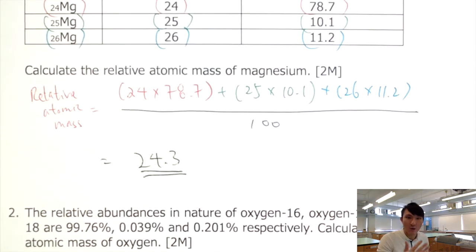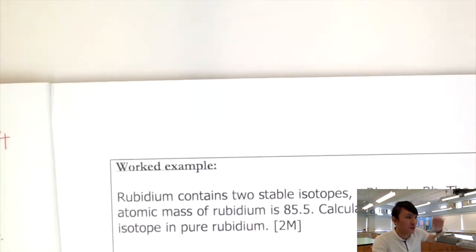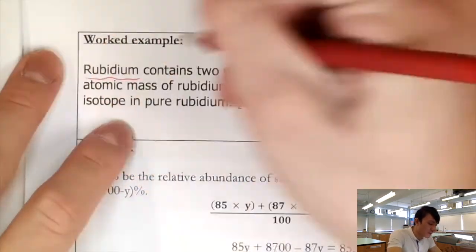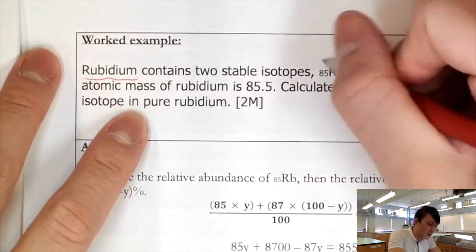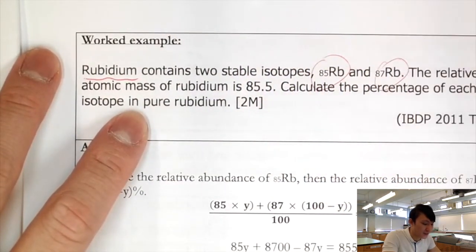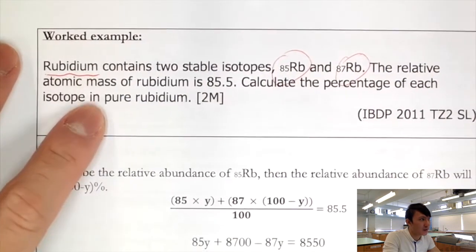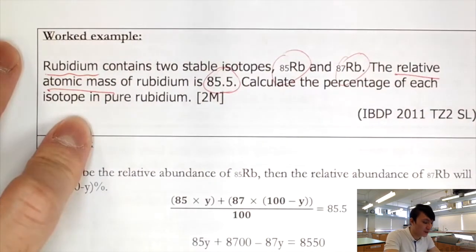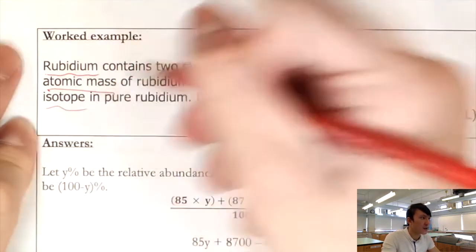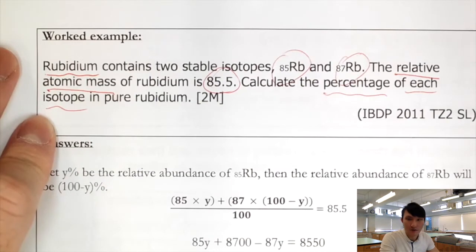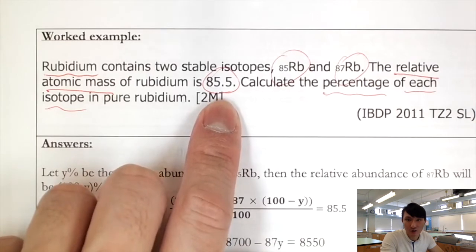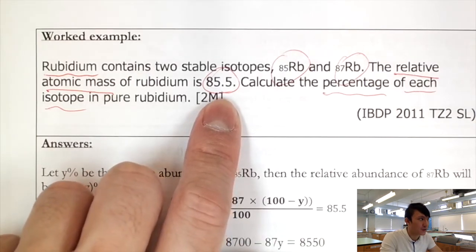Now let's look at another type of question, which is the worked example from the previous page. So here, this time, they tell you that rubidium contains 2 stable isotopes, rubidium 85 and rubidium 87. Now it tells you that the relative atomic mass is 85.5. So calculate the percentage of each isotope. So this time, instead of asking you the relative atomic mass, they actually give it to you, but they ask you for the percentage of the 2 isotopes. Okay? So it's a little bit mathematical.